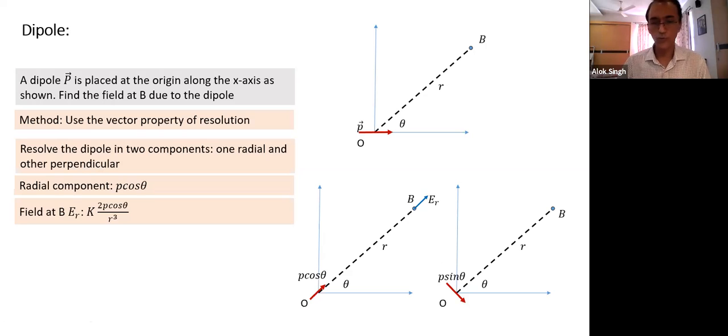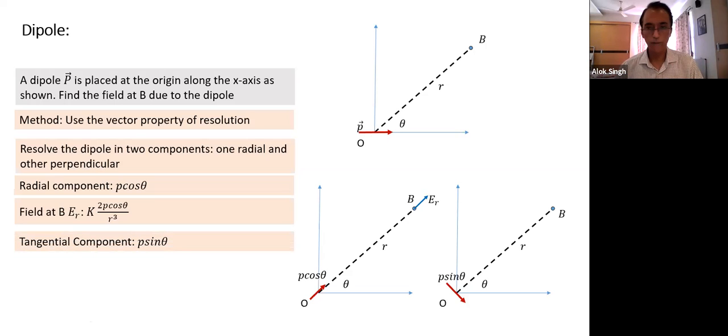Mentally, all of you write an expression for the field; we are now calculating the tangential, or perpendicular, component. The tangential component of the dipole moment is P sin theta, as we have shown in the figure. Which direction will the field point? The arrow will be opposite to the direction of the dipole moment vector. Magnitude is K P sin theta by R cube.